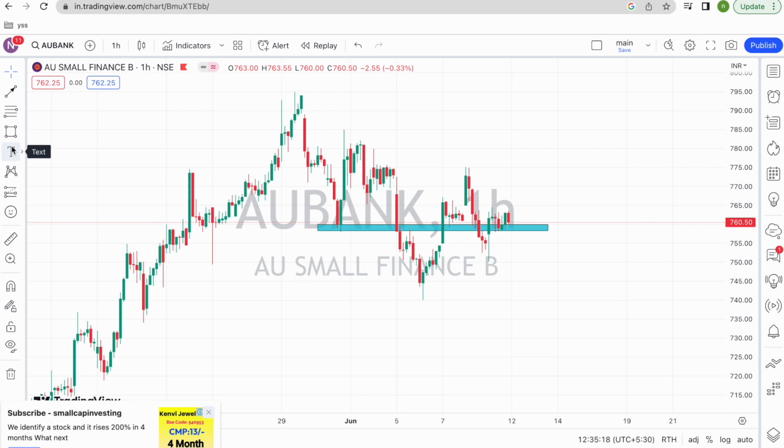And what's positional trading? Positional trading means you buy a stock, let's say today, and hold it for a couple of months, but less than a year. And that's called positional trading.